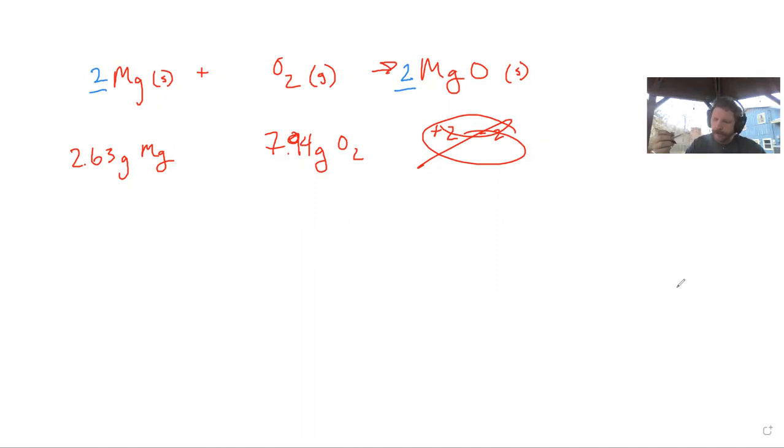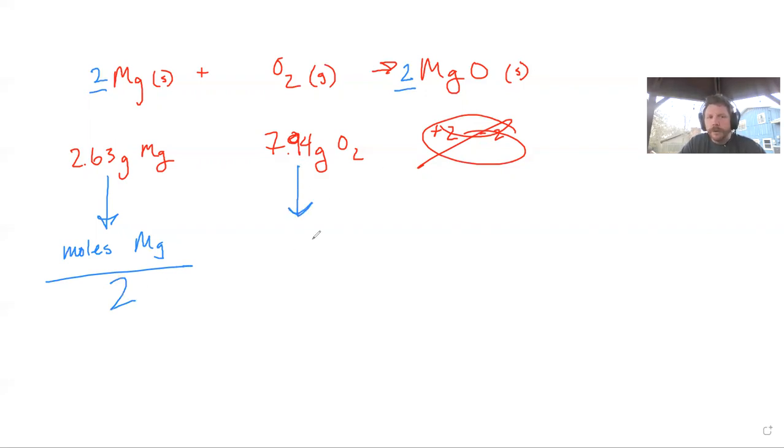Well, what we want to do is we want to figure out the number of moles of magnesium and divide that by our coefficient. Well, our coefficient for our balanced chemical reaction is 2. Okay, we want to then get the number of moles of O2 and divide that by our coefficient in our balanced chemical reaction, which is 1. Now, whichever one of these is lower, that's going to be our limiting reactant.